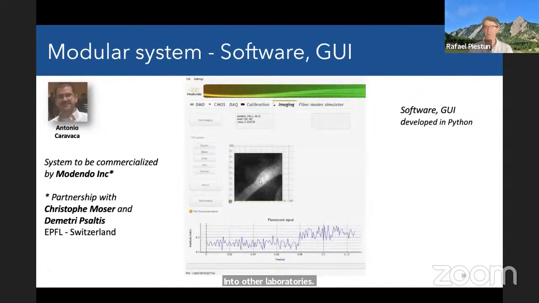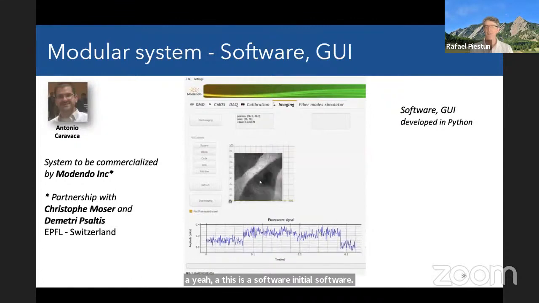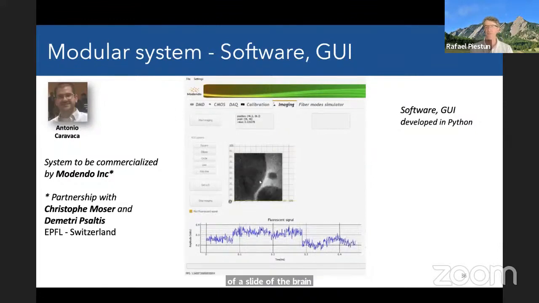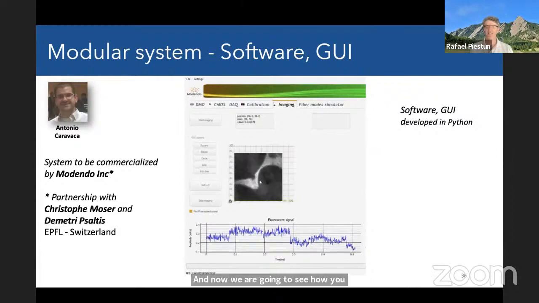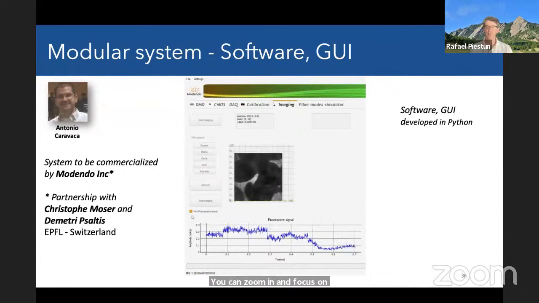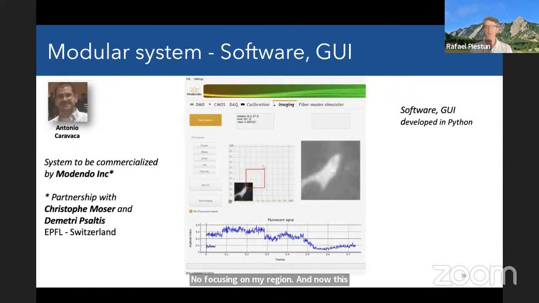So this is a first prototype of the system, with the initial software in Python, taking real time images of a slide of a brain. This shows you the real time capability, but now it's also going to show you how you can zoom in and focus on regions of interest and so on. Now, focusing on the region, the system is only scanning that area that's shown on the right.